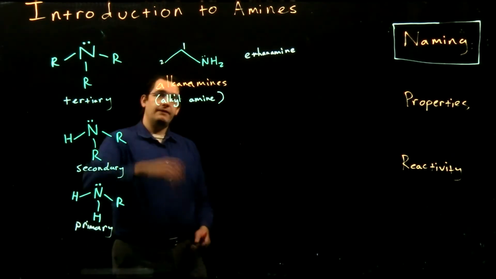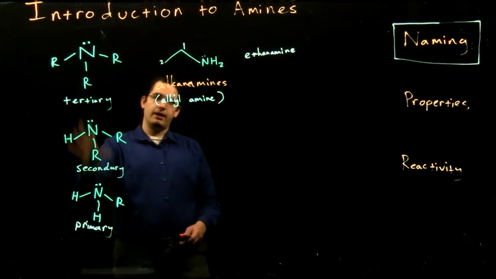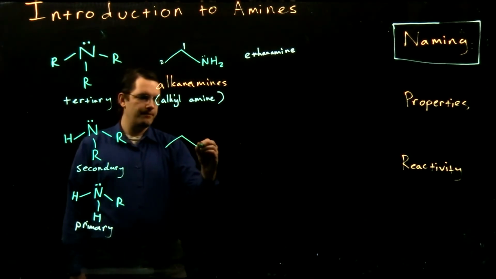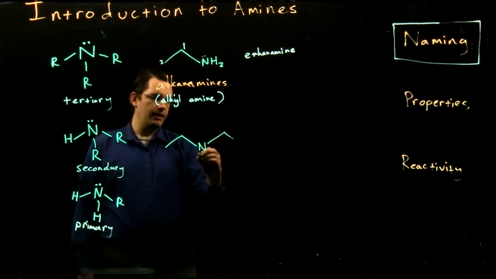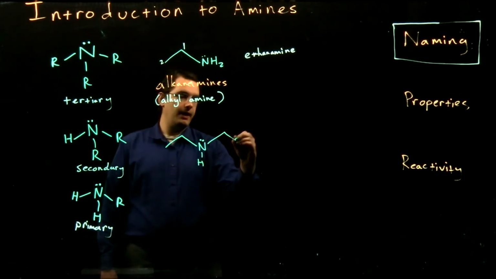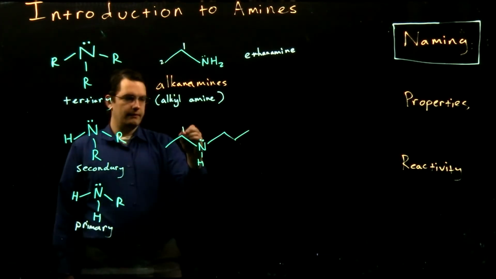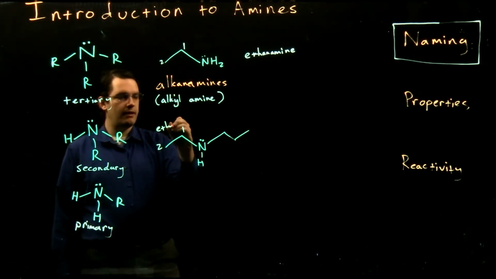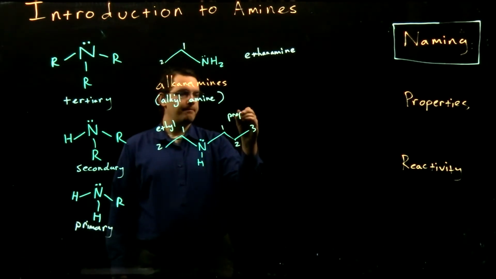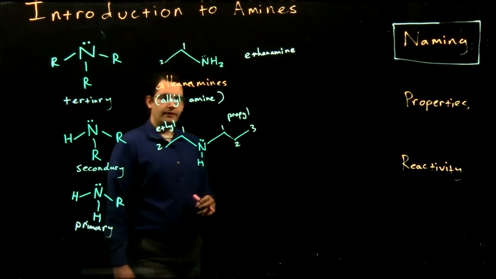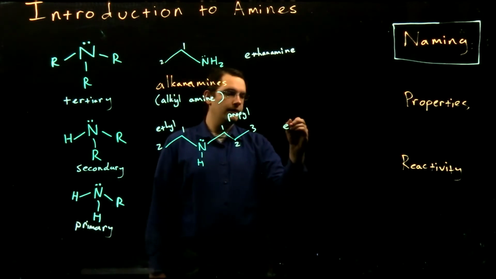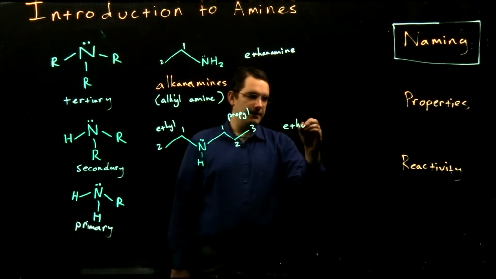Now we can use the same basic naming system for all our different classes of amines. So if we add extra carbon groups on here, let's say we have a secondary amine with an ethyl group and a propyl group. These 2 carbons give us our ethyl group over here. These 3 carbons give us our propyl group over here. So this could be called an ethyl propyl amine using our functional group based naming system.